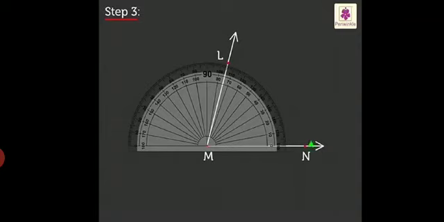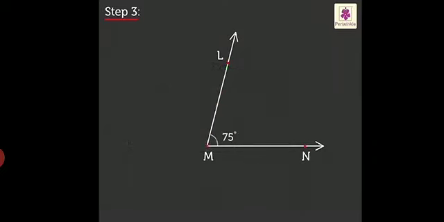Step 3. Read the degree measure that coincides with ray ML. Ray ML coincides with 75 degrees. Step 4. Write the measure of the angle, which is equal to 75 degrees.